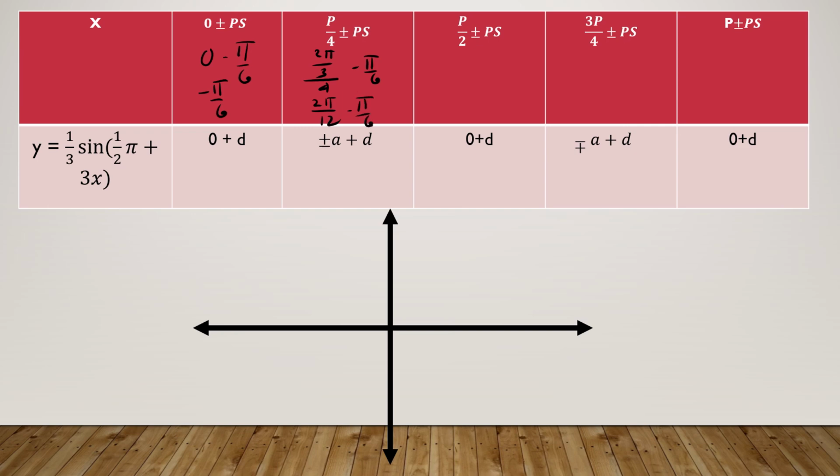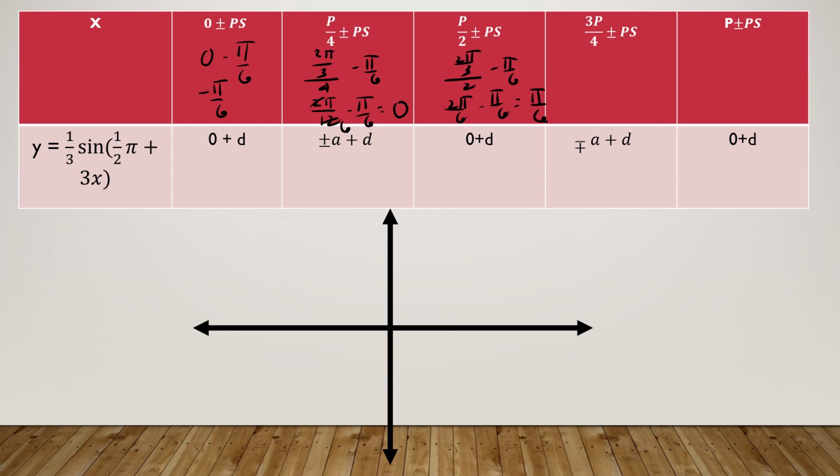As you can see, 2 over 12 can be simplified, and it will be pi over 6. So, pi over 6 minus pi over 6 is equal to 0. For p over 2 plus or minus phase shift, it will be 2 pi over 3 all over 2 minus pi over 6. 2 pi over 3 divided by 2, again getting the reciprocal of 2, it will be 1 half. Multiplying to the numerator 2 pi over 3, it will be 2 pi over 6. Minus pi over 6 is equal to pi over 6.